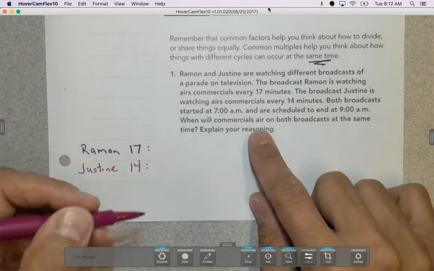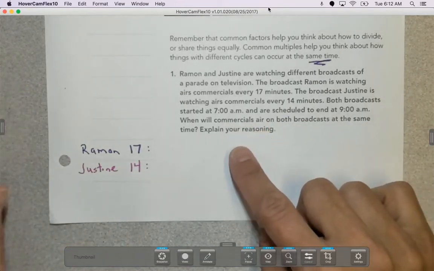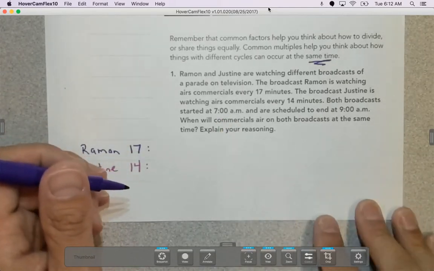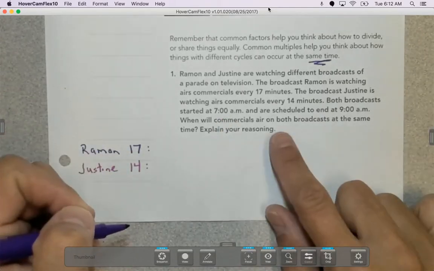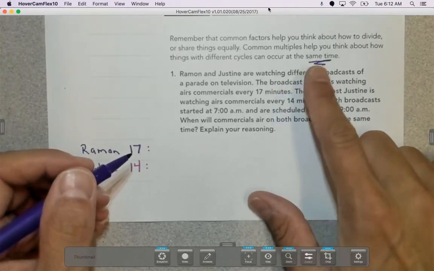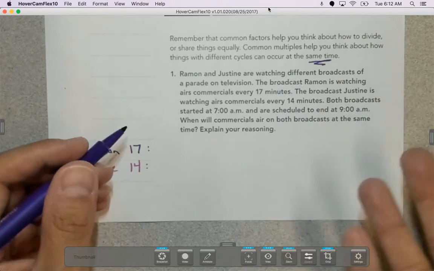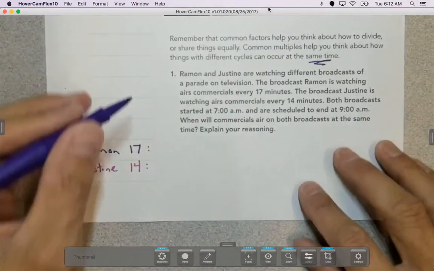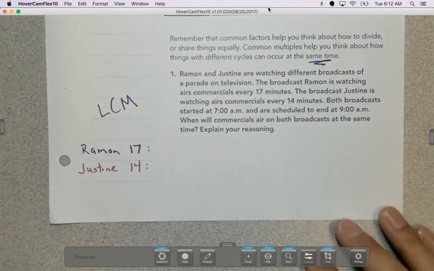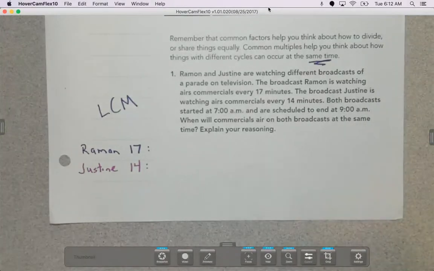So I could list down the multiples of 17, or keep time with this, which might make more sense here. I know that this is time, so it gets bigger. Okay, so this is one of those instances where we're looking at the LCM. Because time keeps going, I'm not splitting up 17 minutes into little parts. I'm adding 17 minutes on. I keep on adding 17 minutes on for Ramon.